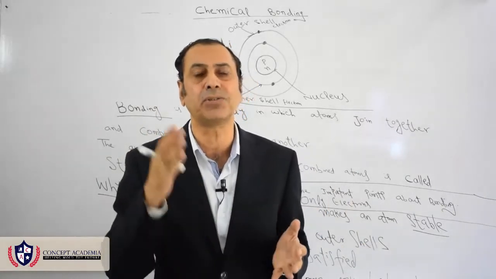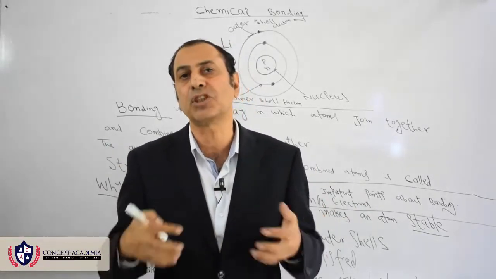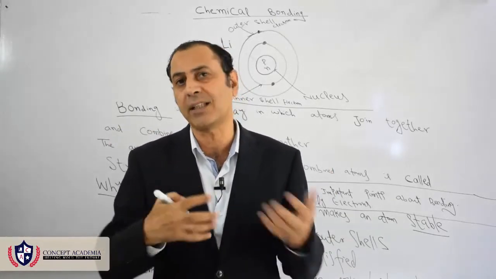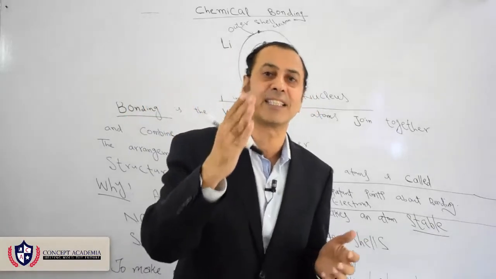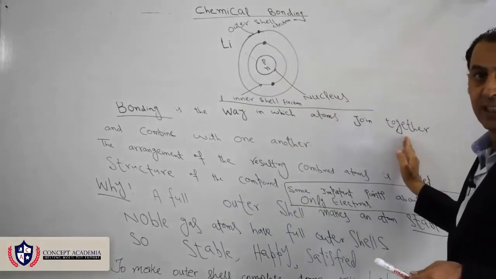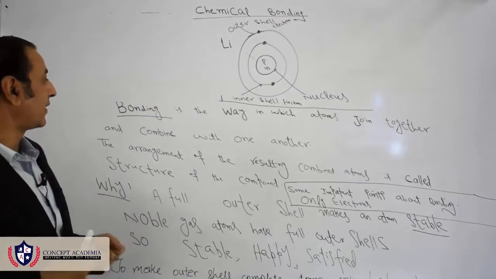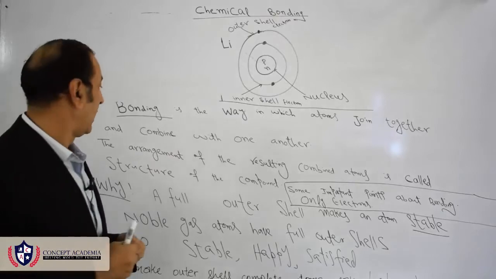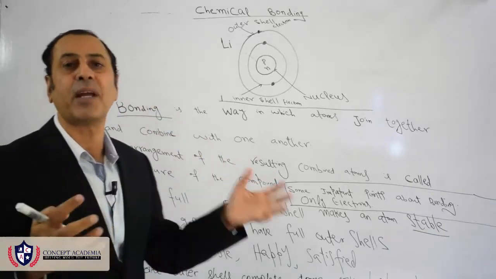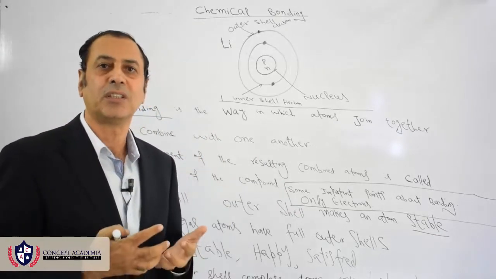So it is very important to understand how atoms join with one another, how atoms combine with one another, and why atoms join with one another. So bonding is the way in which atoms join together and combine with one another. And when they combine with one another, then the arrangement of this combination of atoms is called the structure of the compound.